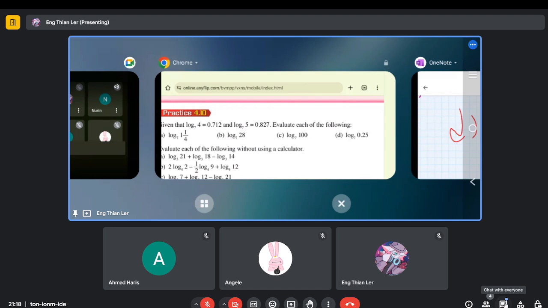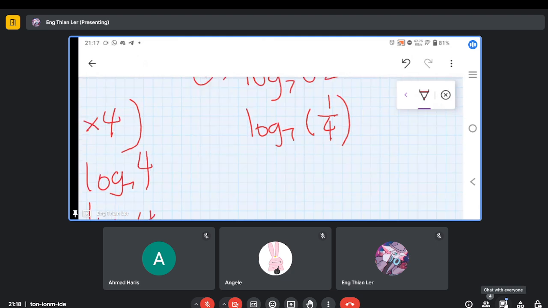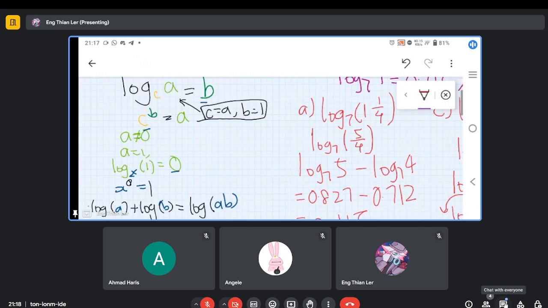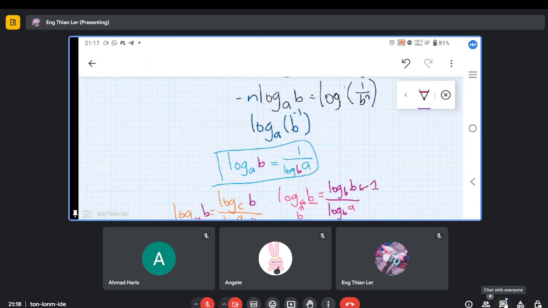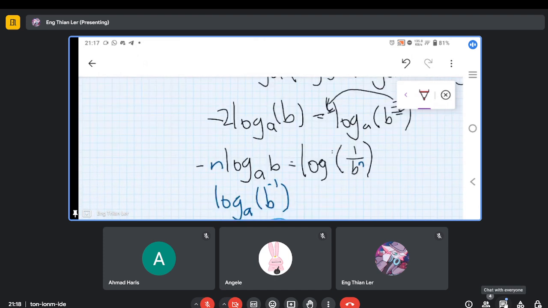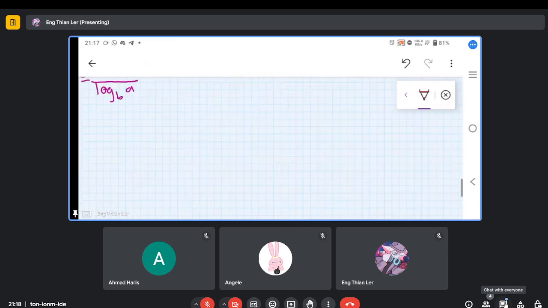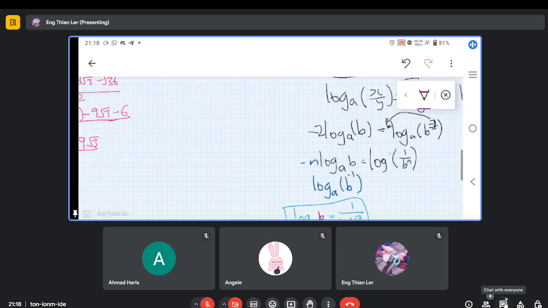Yeah. So look at this. What can we tell from this? This is exactly equal to the thing we just said before, the reciprocal one. Look at this. Which one is the reciprocal one?